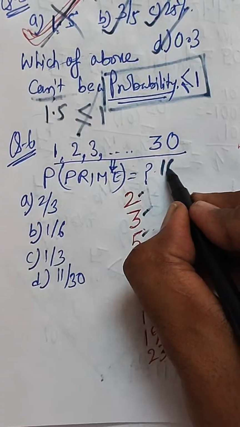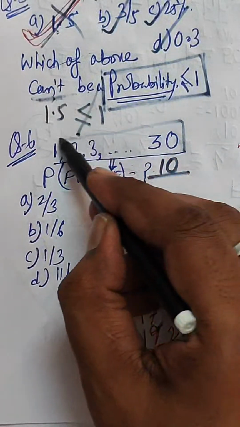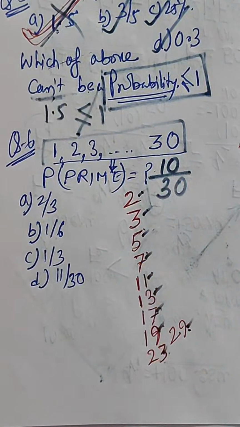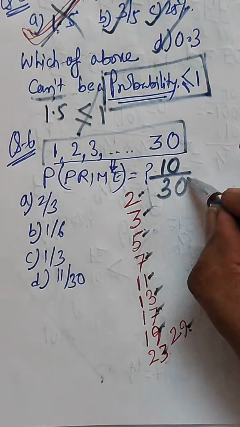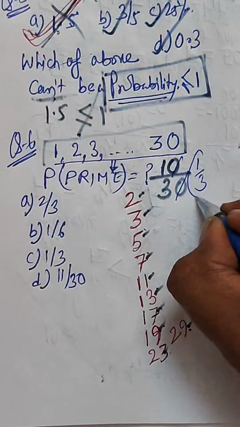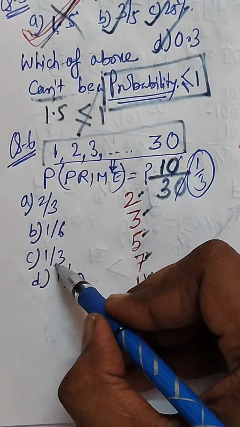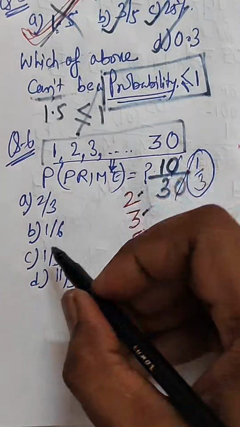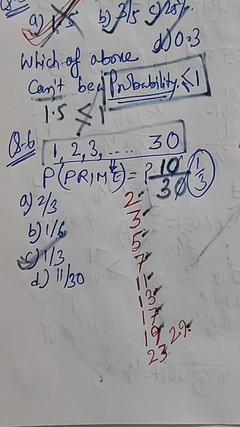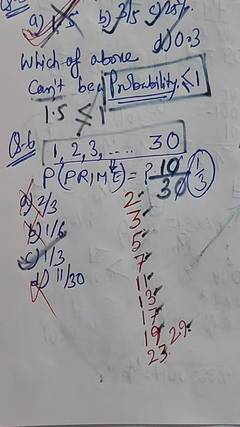So the probability is the desired outcome by the total event. Total numbers given to us is 30. So 10 by 30. The 0 will be cancelled out, and we have the option 1 by 3 with us. 1 by 3 is the correct option, right? So where is 1 by 3? Here 1 by 3 is option number C. So option number C is the correct option, and options A, B, and D are the wrong options, right?